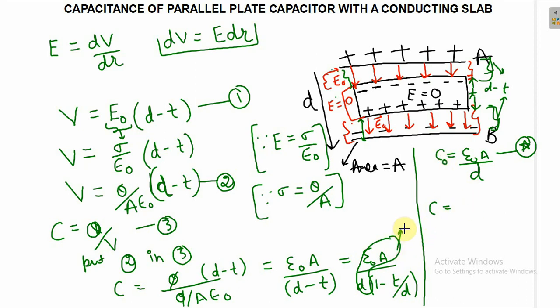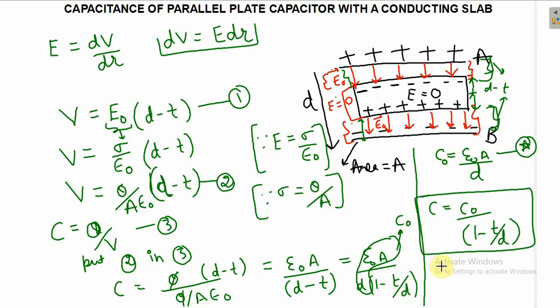So now substitute the value of C naught in the previous equation. 1 minus T by D you will get as it is. So this is your final expression for capacitance of a parallel plate capacitor with conducting slab. From this expression you can see C is greater than C naught. The equation star is the equation which is applicable for vacuum.